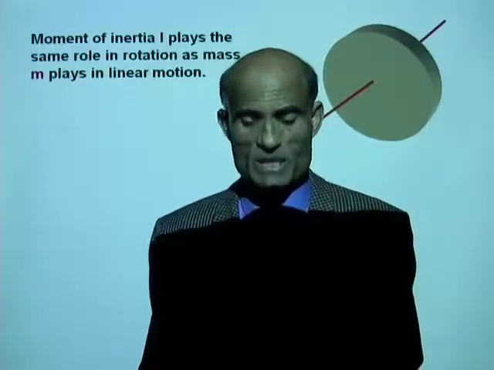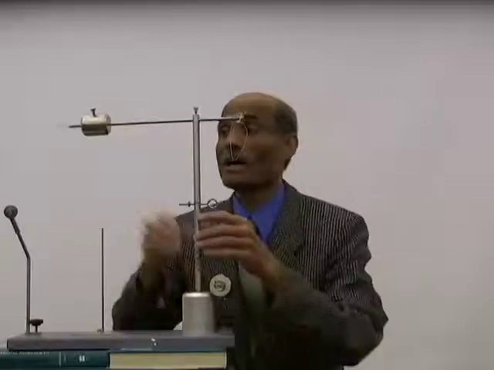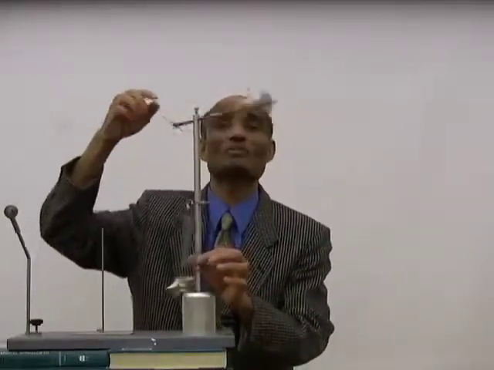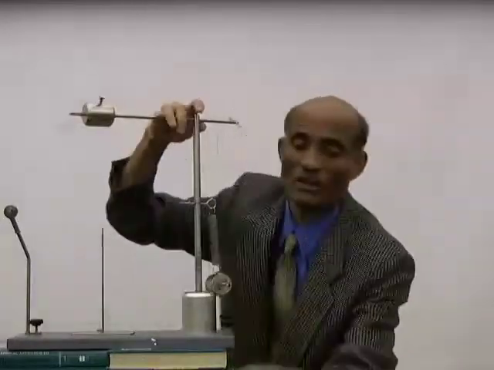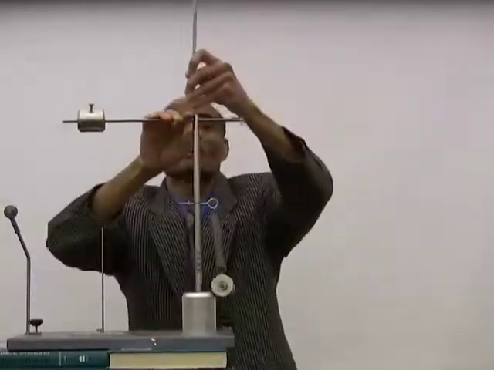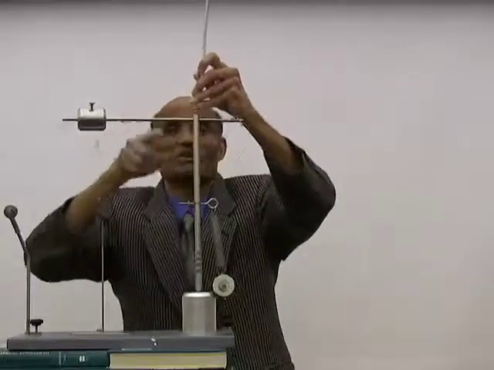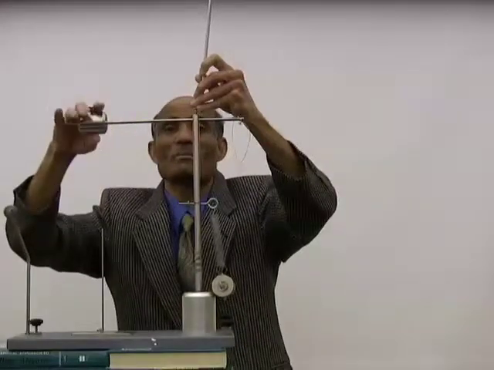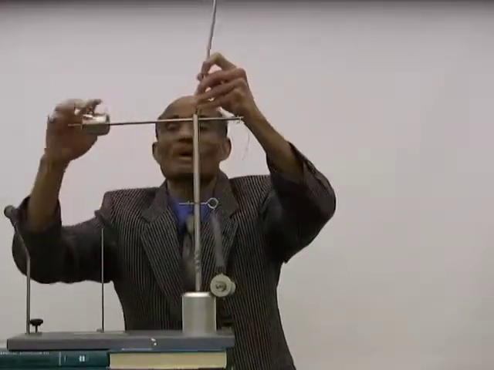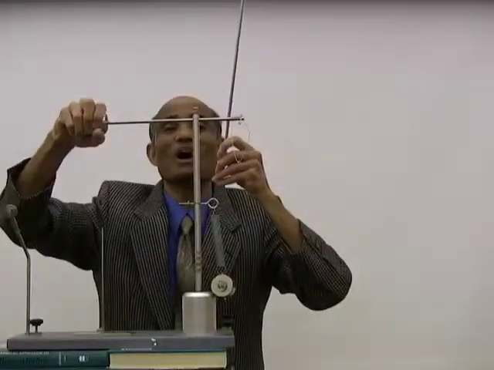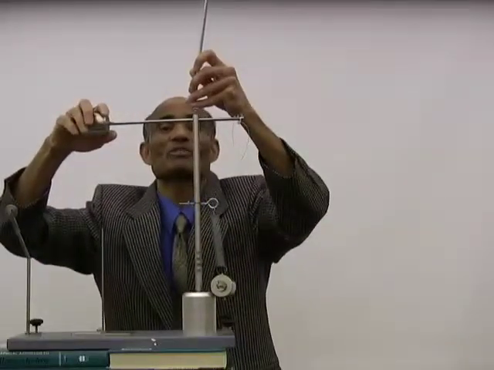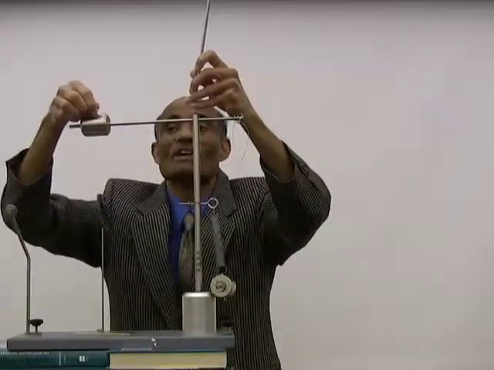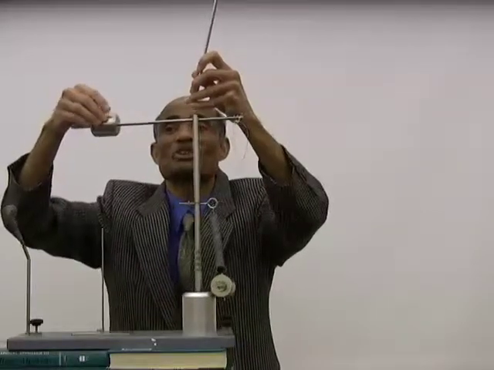Now, let me see if I can spend some time. Here I have an object of mass m, and I'm going to rotate it about this axis. You see, that is the axis of rotation. That means this is r, the perpendicular distance between the mass and the axis. And therefore, what is the moment of inertia of this particle about this axis? It is mr squared.